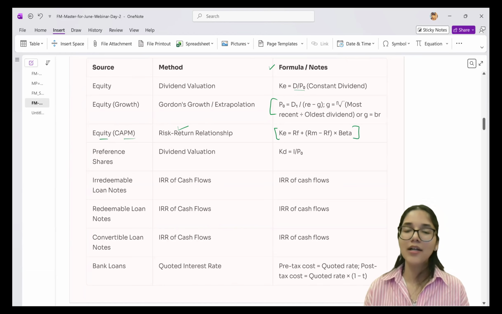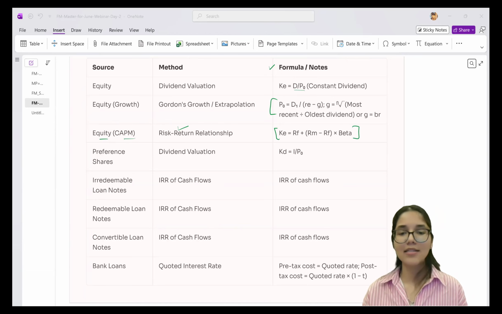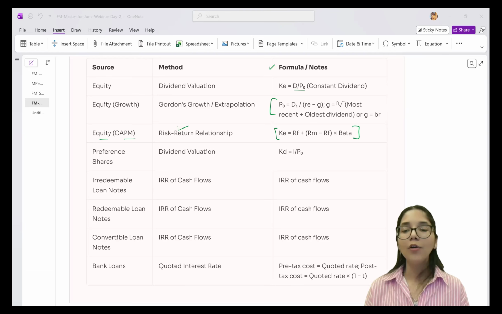What does beta measure, guys? What does the beta of a company tell you? Absolutely. Beta measures the risk of the company. How do we get to know if a company is risky or less risky? What are the ranges in which the value of beta can possibly go?